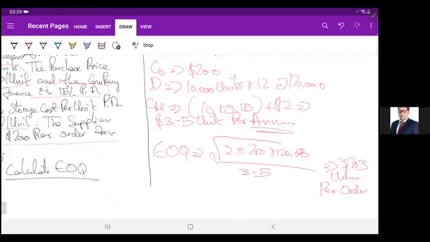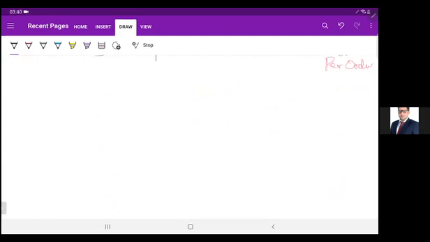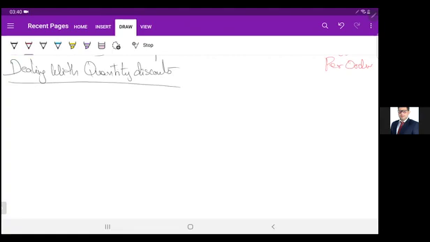Now we will move ahead and look at dealing with quantity discounts. So discounts may be offered by offering in large quantities. So if the EOQ is smaller than the order size needed for a discount, should the order size be increased above the EOQ? Now, to look at the answer, you have to follow the following steps.